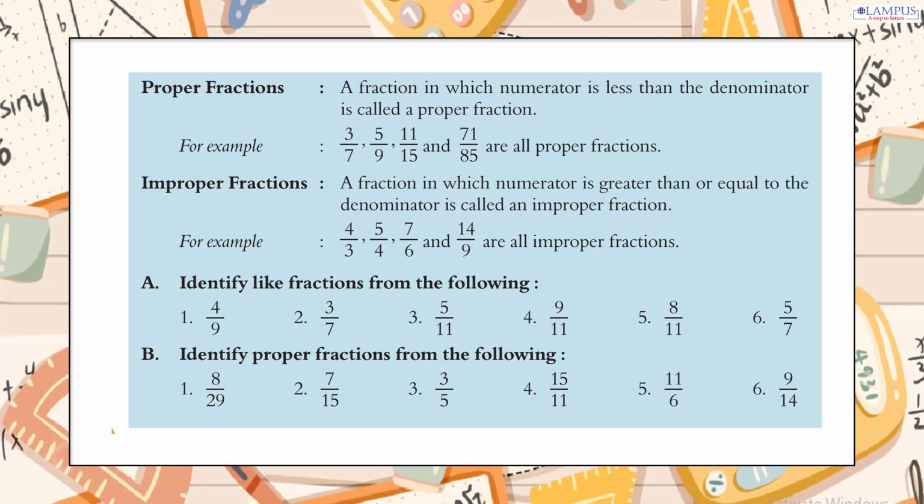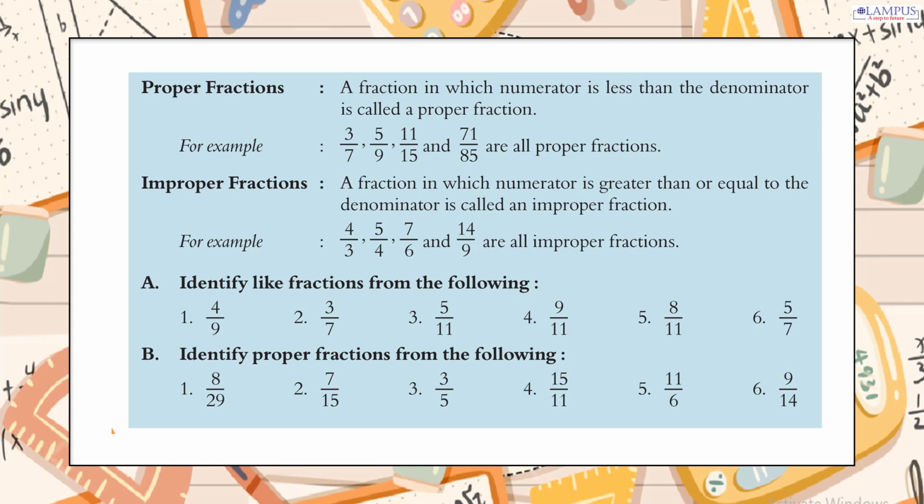A. Identify like fractions from the following. 1. 4 by 9, 2. 3 by 7, 3. 5 by 11, 4. 9 by 11, 5. 8 by 11, 6. 5 by 7.